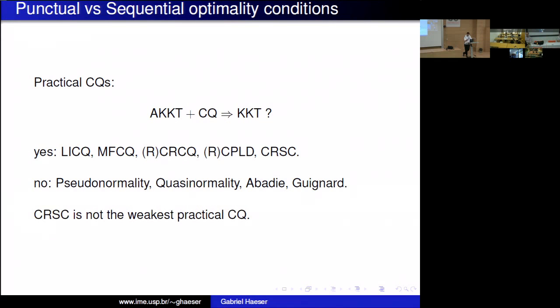And in fact, I will show you here what we did in this paper, but there is ongoing work by Alberto Ramos. He's a PhD student in my department, and he's studying practical CQs associated to every other sequential optimality condition, and he was able to find the weakest constraint qualification associated to every other possible sequential optimality condition. I will comment on this at the very end of this lecture.